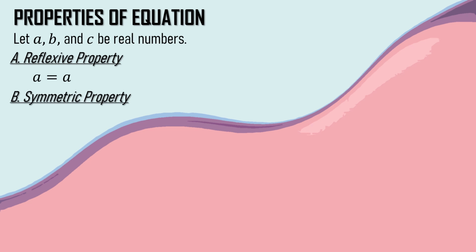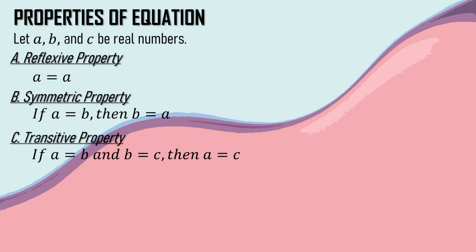Second is the symmetric property. When we say symmetric property, we have the given condition: if A is equal to B, then B is equal to A. So, ibig sabihin, kapag pinagpalit ang posisyon ng value ng A at value ng B, ganun pa rin yung kanilang magiging equation. Next is the transitive property. If A is equal to B and B is equal to C, then A is equal to C.